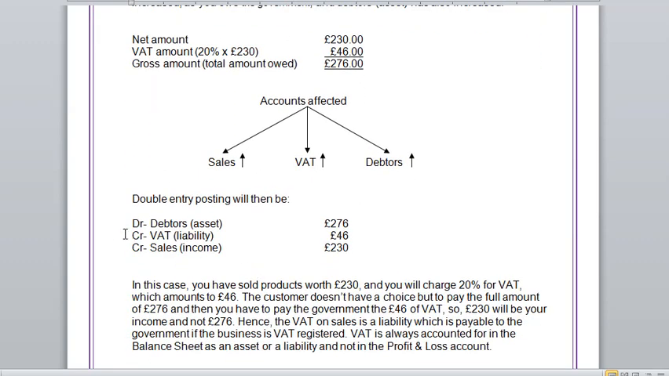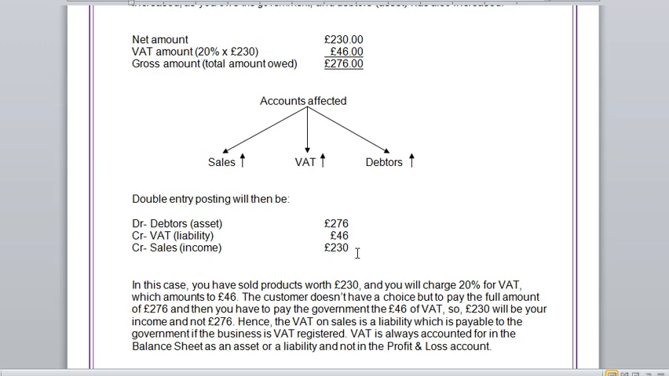So you have there, you will debit debtors £276. You will credit VAT with £46. You will credit sales with the net amount £230. Again, I repeat, your sales is increasing with the net amount. You ask yourself, sales, where do you sit? It sits under click. Click is income. So I'm crediting sales with the net amount because sales is taking place and it is increasing.